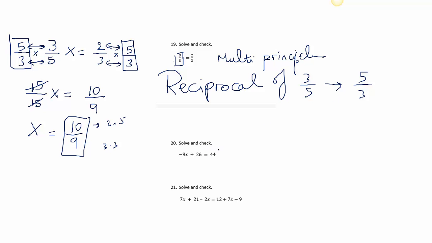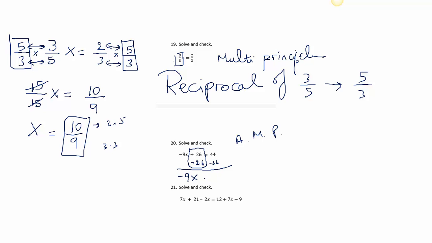Solve and check. Here we have to use both the addition and the multiplication principle. First, we use the addition principle. Subtract 26 from both sides. So negative 9x, 26 plus negative 26 is 0. 26 minus 26 is 0.